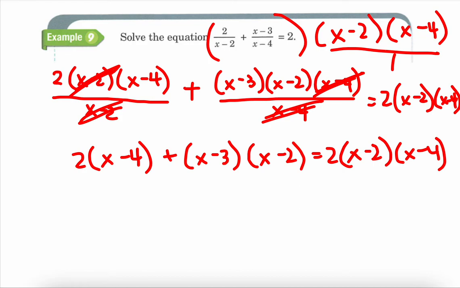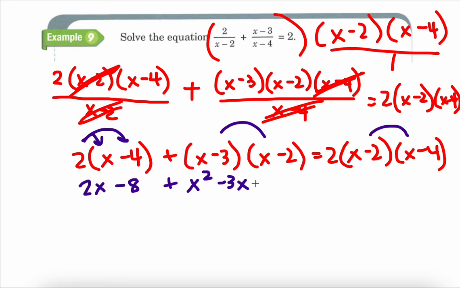Okay, now that you're here, you then can actually distribute, multiply, all that good stuff. So these guys need to be multiplied together. This needs to be multiplied as well. Well, actually, for the right-hand side, I would multiply my binomials first and then double it. Let's get to it. So then this becomes 2x minus 8 plus, I gotta use FOIL and multiply these together, x squared minus 3x minus 2x plus 6, because it's negative and negative, equals 2 times my x squared, because I gotta multiply these two first, minus 2x minus 4x plus 8.